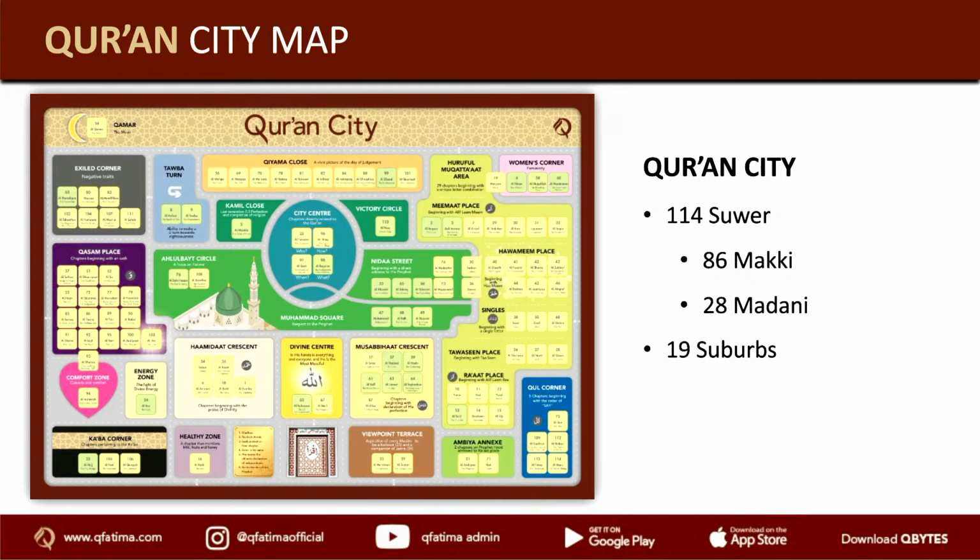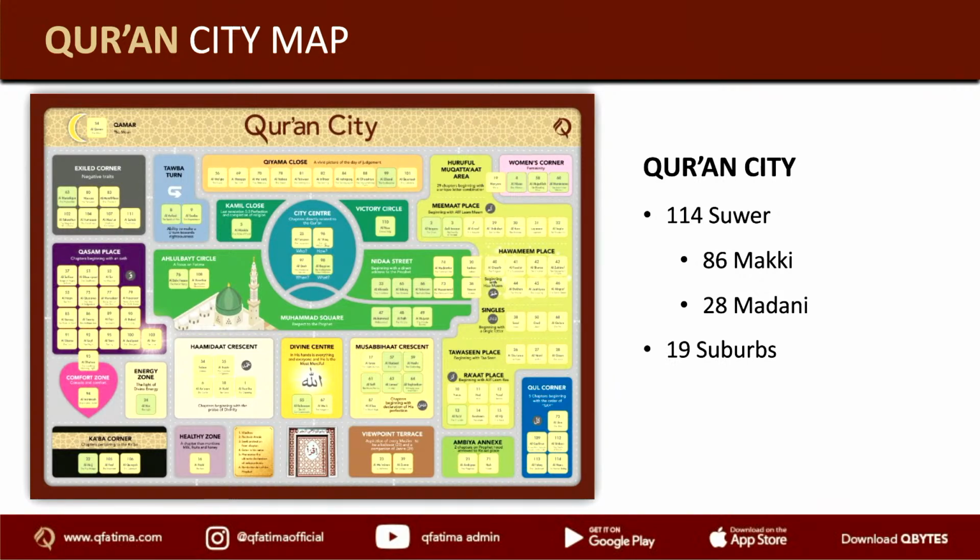We use the morphology of Medina to build Qur'an City. And Qur'an City, when I said 114 buildings, it's got 86 Makki and 28 Madani. Makki you know because they're yellow, Madani you know because they're green. I'll go very quickly over last time's talk. The Makki ones tell you the why of religion, the Madani tell you the how of religion.